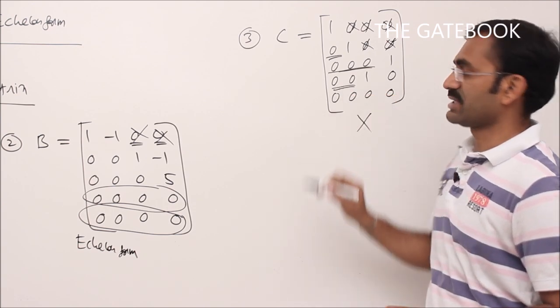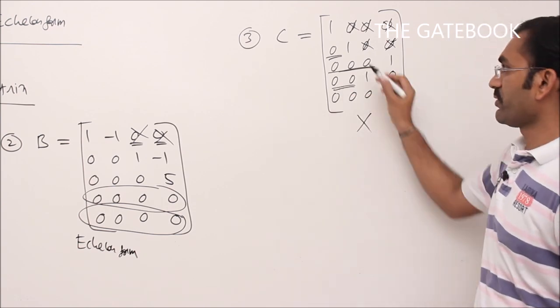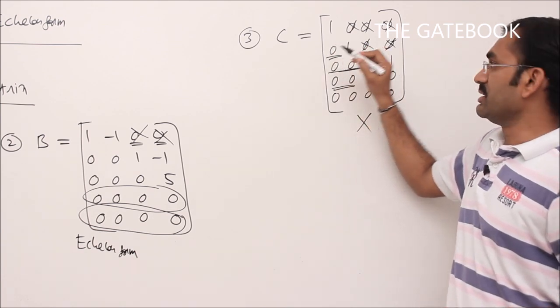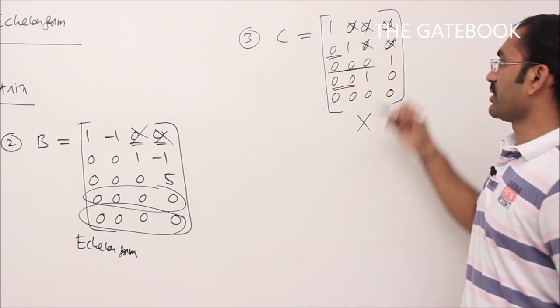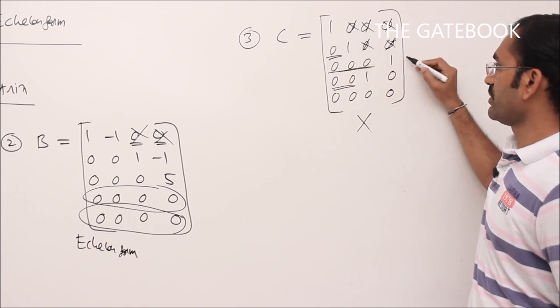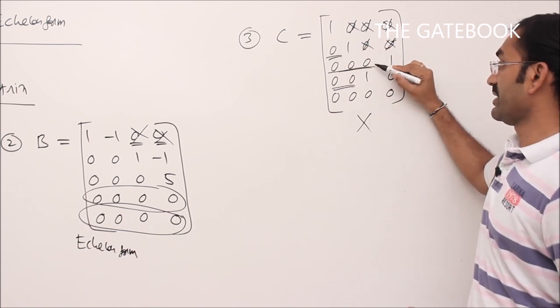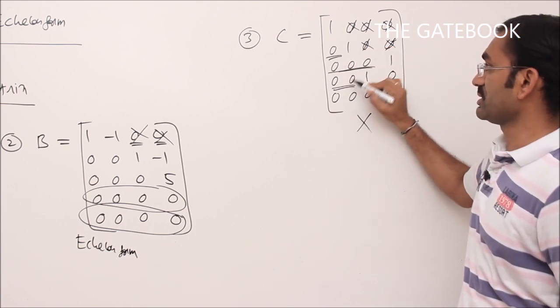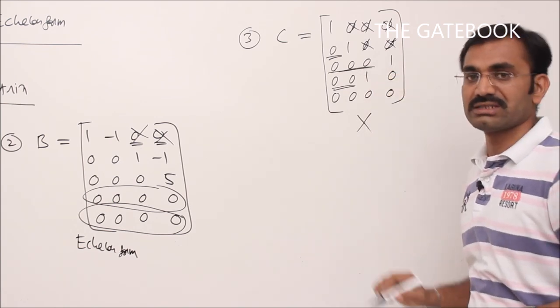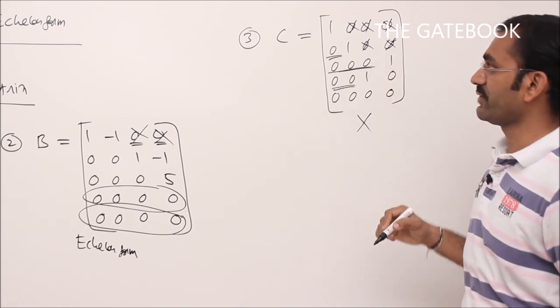So it is not satisfying that first condition. Number of zeros before the first non-zero element in each row increases with row number. Row number 2 only 1 zero. Row number 3 3 zeros. But row number 4 contains 2 zeros, less than 3. So zeros are not increasing from top to bottom. So it is not in echelon form.